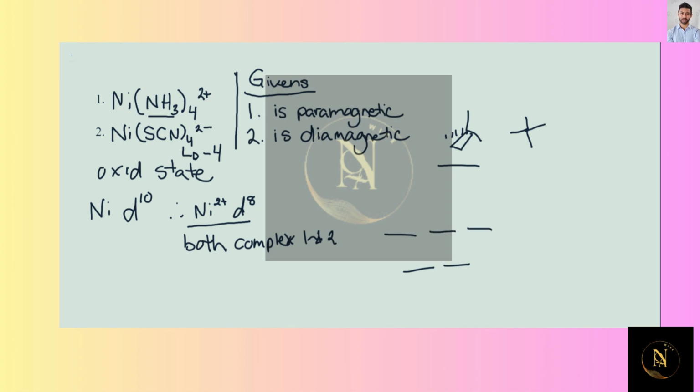So if we plug in 8 electrons into this, we can see that it is a paramagnetic species. And since we know that complex 1 is paramagnetic, we know that complex 1 must be tetrahedral. So it's tetrahedral.